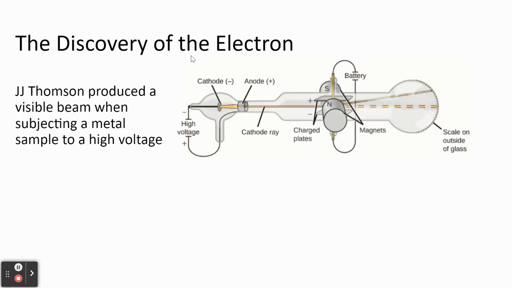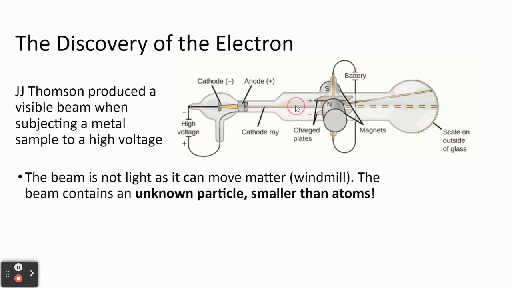Now, an atom is made up of several different types of subatomic particles. The first one to be discovered was the electron. So J.J. Thomson had cathode ray tubes. He exposed a metal sample to high voltage, and he produced a visible beam, a cathode ray. But that cathode ray wasn't light because it could move matter. So instead, it must be made of some unknown particle that's smaller than an atom.